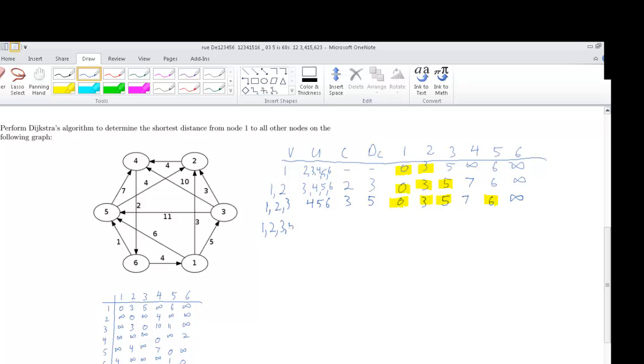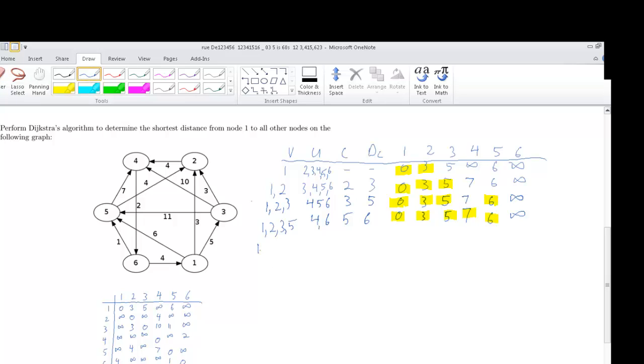1, 2, 3, 5. We haven't looked at 4 or 6. The current one is 5 with the distance to 5. So we're going to carry down 3, 5, 6. The distance to 4 when we're at 5 will either be 6 plus 7 or the original 3 plus 4. Obviously 3 plus 4 is less, so the 7. And from 5 we still cannot travel to 6. That means that we have looked at all of these, and 7 is our closest.